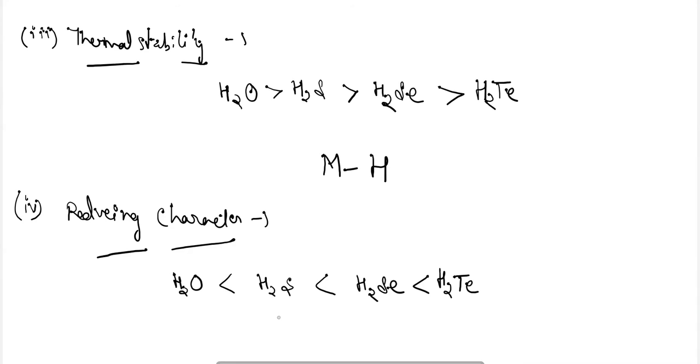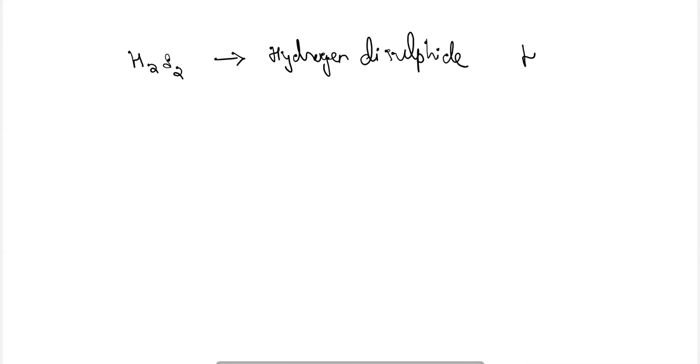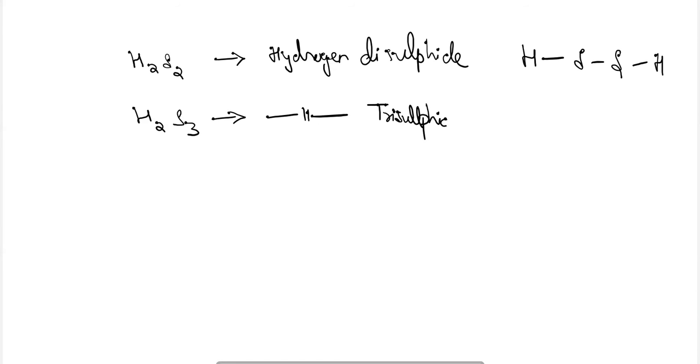Next, some more important hydrides can be formed by group 16 elements, and we are going to discuss some. The first is H2S2, that is hydrogen disulfide. The structure of hydrogen disulfide is like this. Next is H2S3, that is hydrogen trisulfide. The structure of hydrogen trisulfide is something like this.